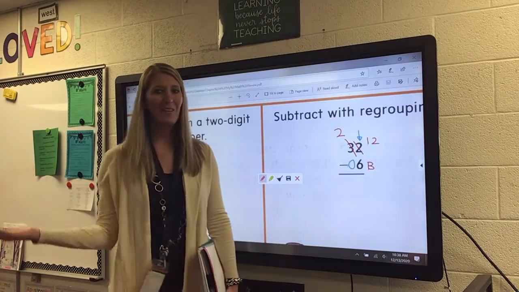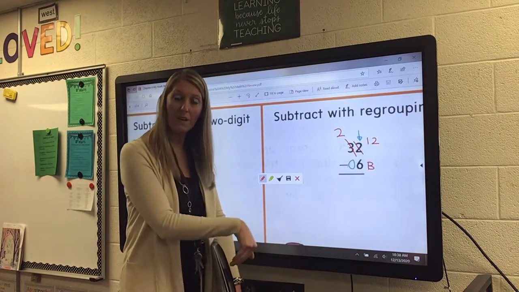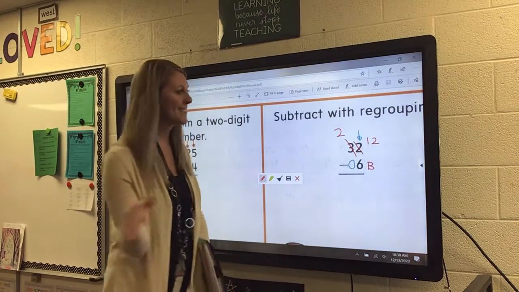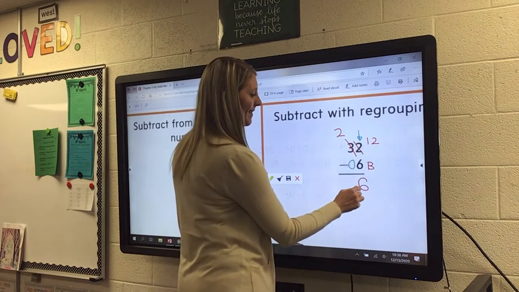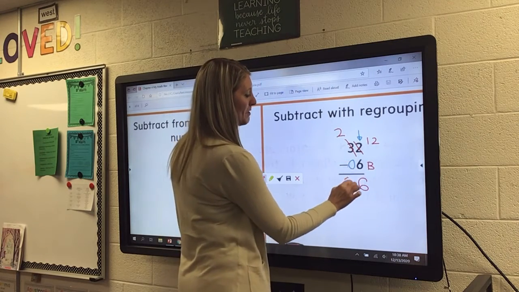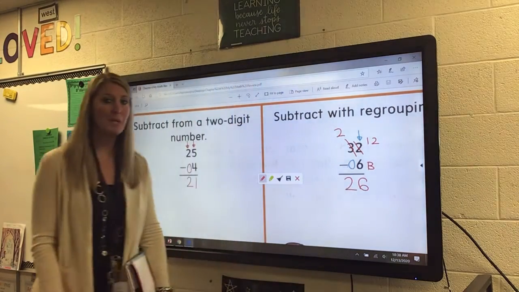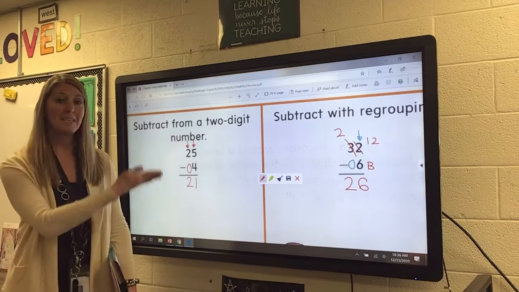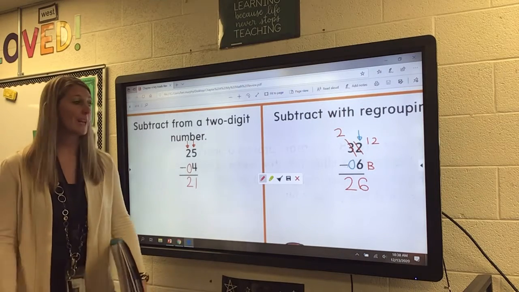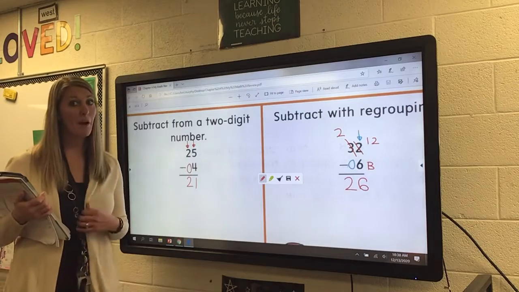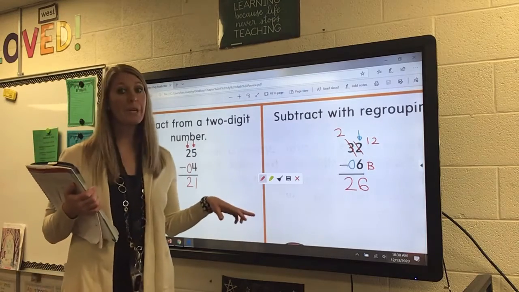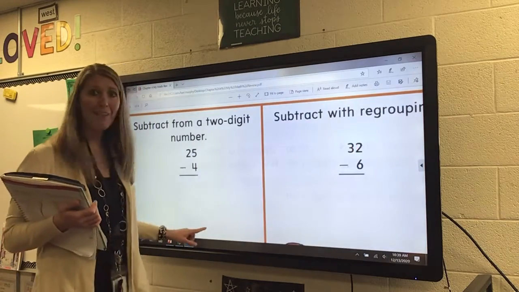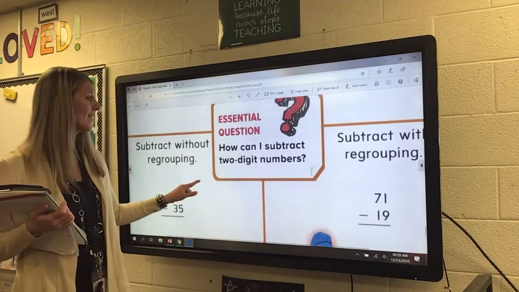Oh, 12 minus 6, I know that. 6 plus 6 is 12. So 12 minus 6 is 6. And then 2 minus 0 would be 2. So my difference would be 26. On this one, we had to regroup because we had a bigger number on the bottom and we had to go borrow or regroup. All right, our last 2, we're almost there.